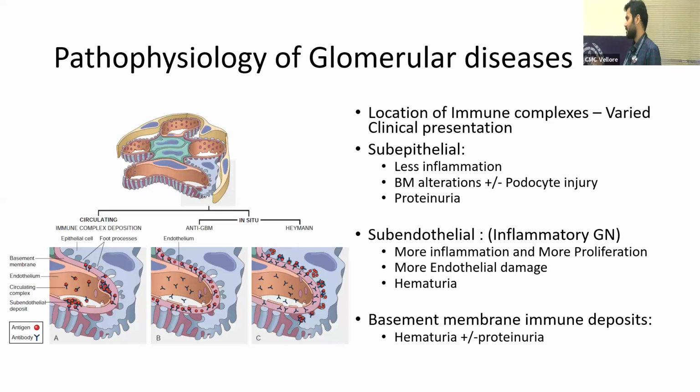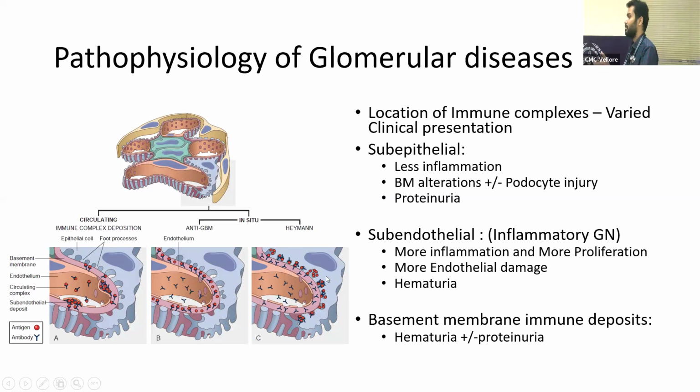So depending on the location of immune complexes, the clinical presentation also varies. If the immune complex is deposited on the subepithelial side, subepithelial means towards the podocyte side, in between the glomerular basement membrane, so the contact with blood is minimal. The inflammatory cells will not reach this level, so this will damage only the podocytes. These subepithelial deposits usually have less inflammation because it is also inside the urinary space.